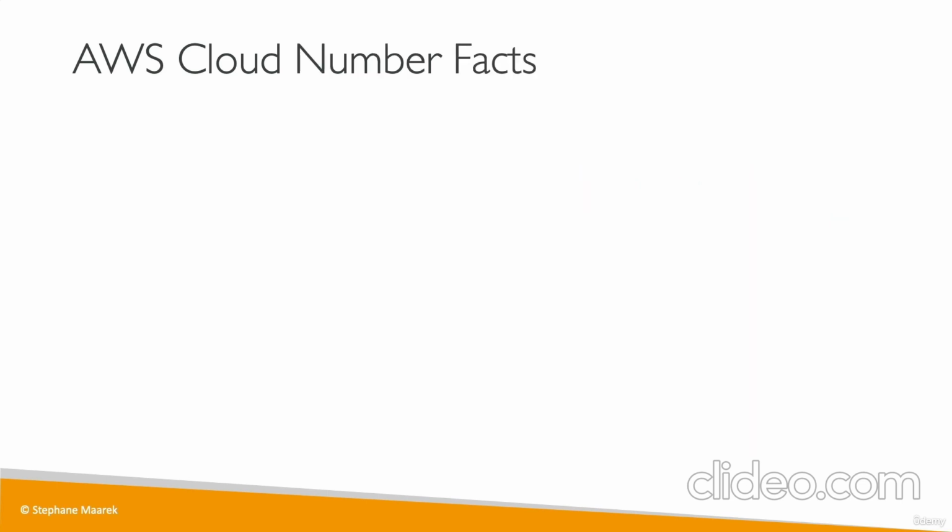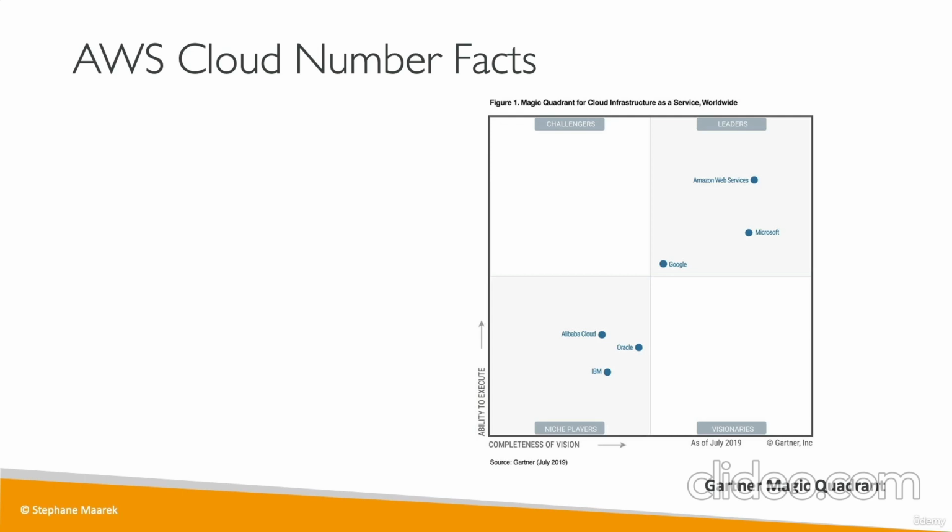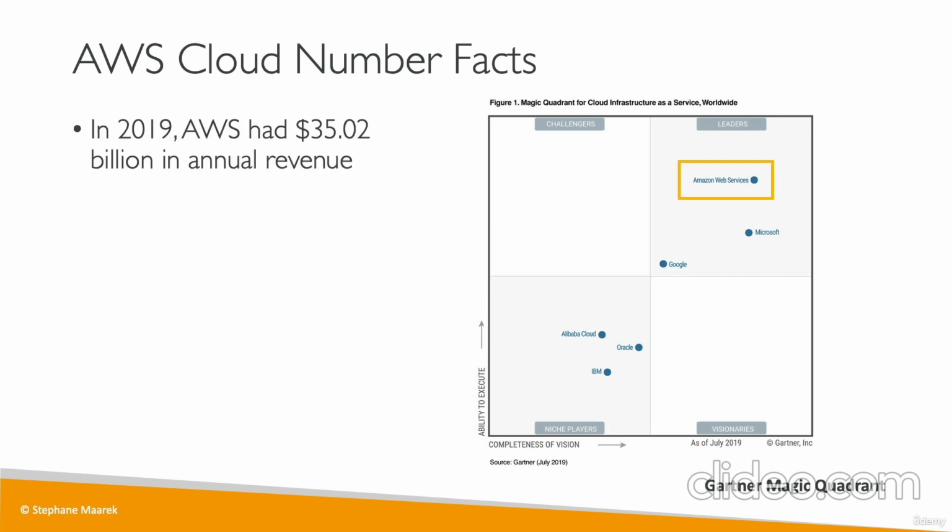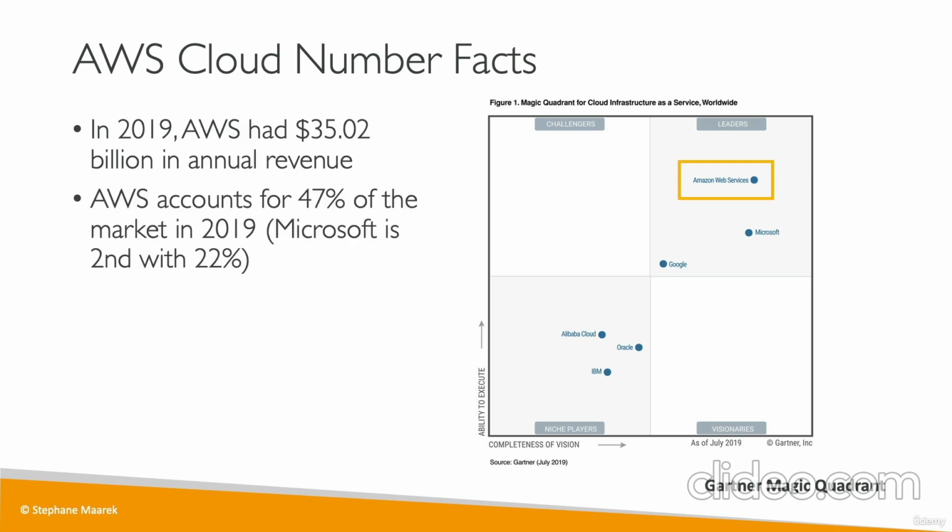Now, let's look at where AWS is today. If we look at the Gartner Magic Quadrant, which sort of ranks the cloud providers, as we can see, AWS is on the top right corner, which is a leader. It's able to execute really well, and it has a really great completeness of vision. It is followed closely by Microsoft and Google, but still, in 2019, AWS had $35 billion in annual revenue, which is huge, and accounted for 47% of the market in 2019, with Microsoft being second with 22%.